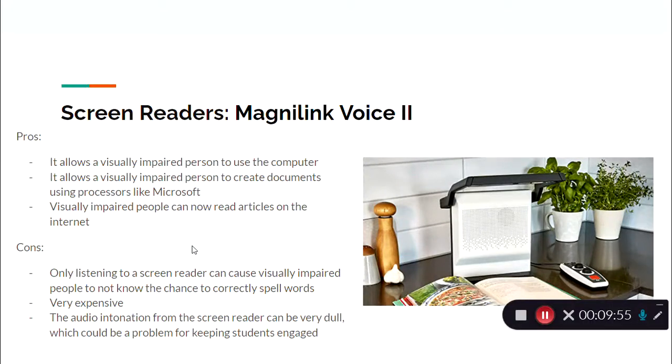I will say there are some pros and cons to this. Number one, pro, it allows a visually impaired person to use the computer, which is amazing. You can scan things on the screen. It reads it out loud to you. It's really pretty amazing. It allows you to create documents using processors like Microsoft Word or PowerPoint. It creates the opportunity for people with visual impairments to do things that they normally would not be able to do. And another really interesting thing, visually impaired people can read articles on the internet.